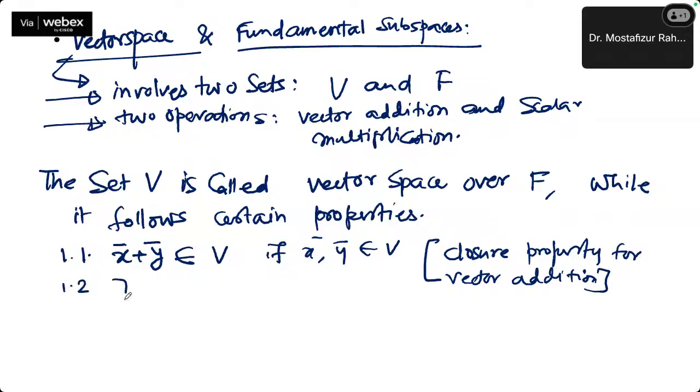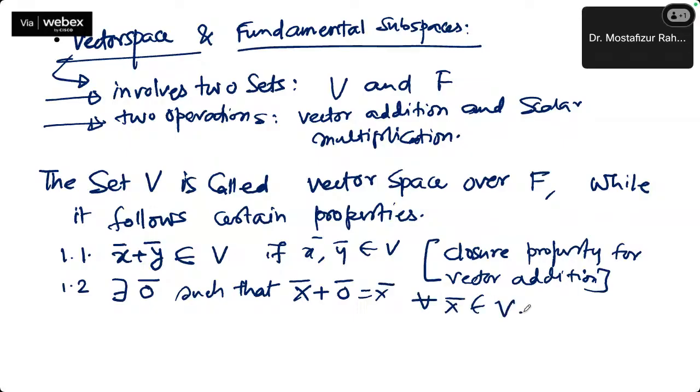Second, there must exist a zero vector such that if you add this zero vector with any vector, you get that particular vector, for any x belonging to the set V.